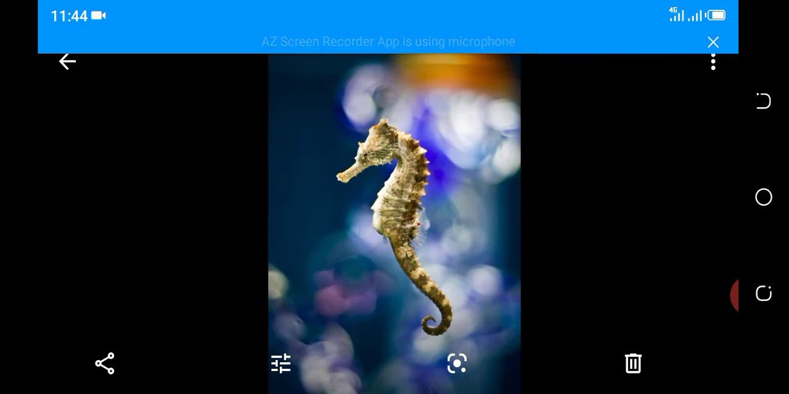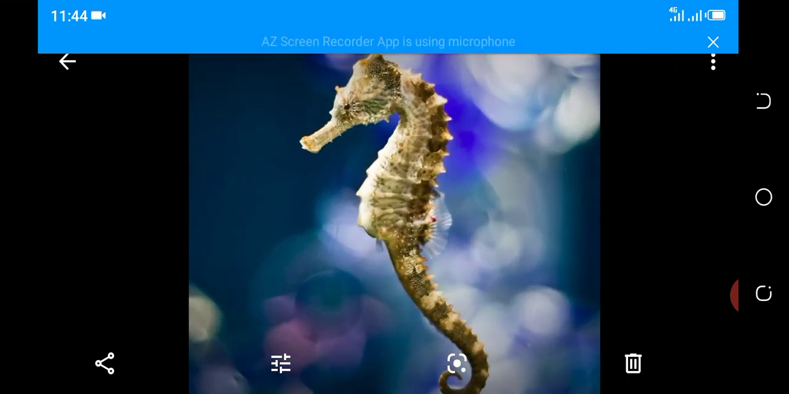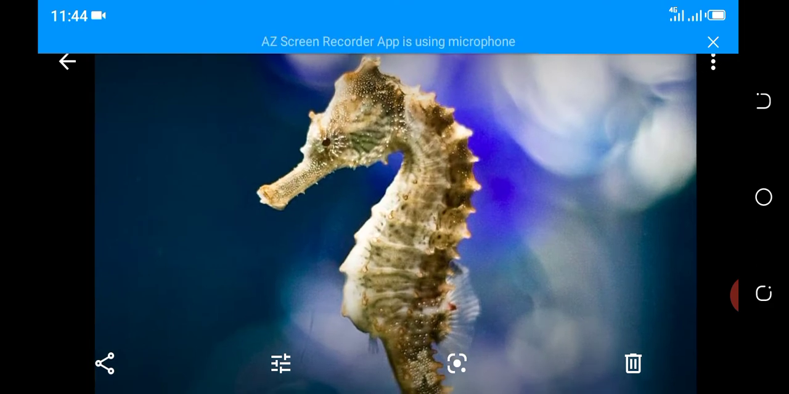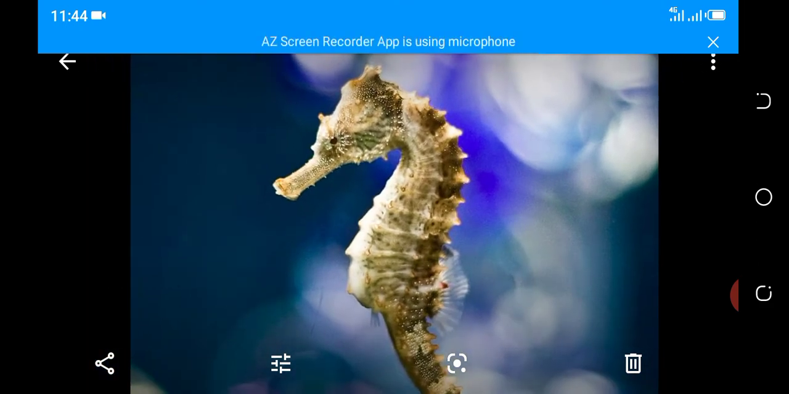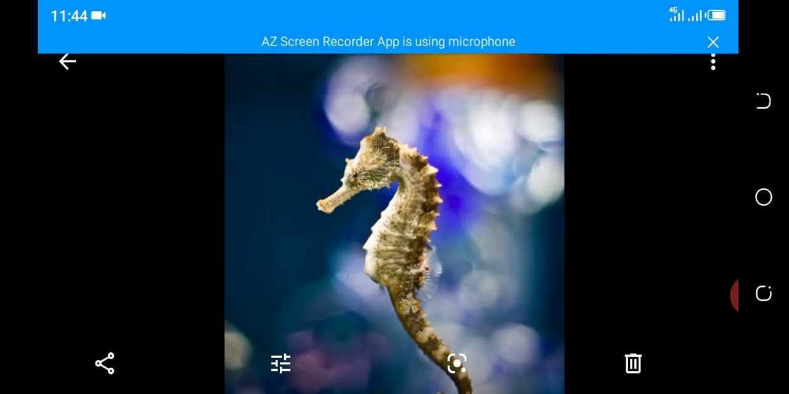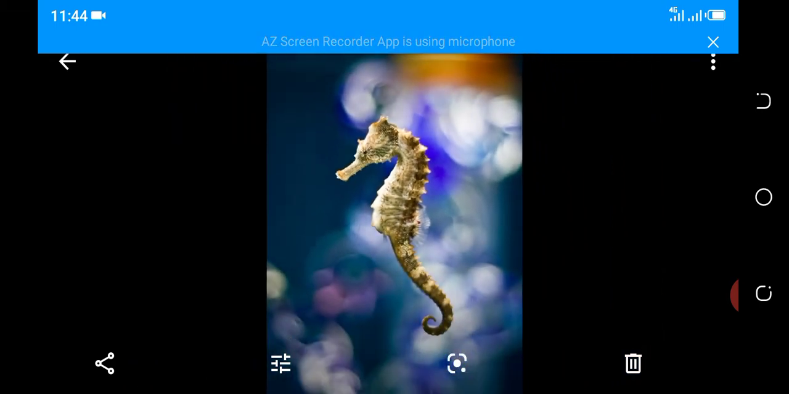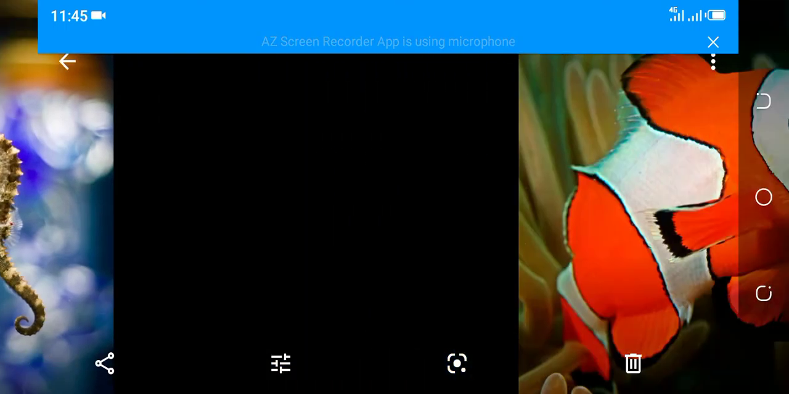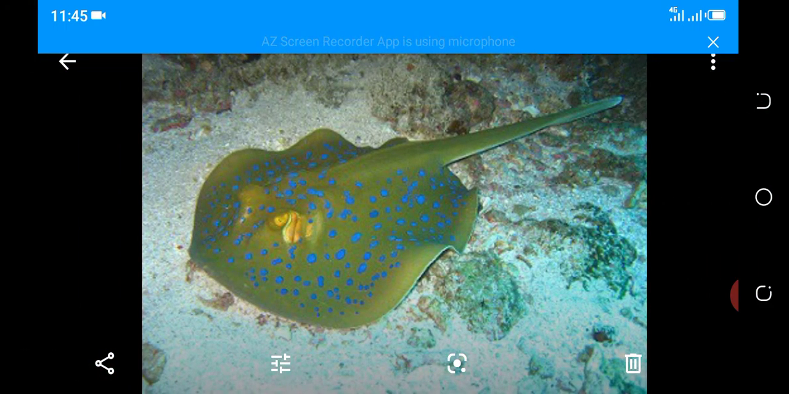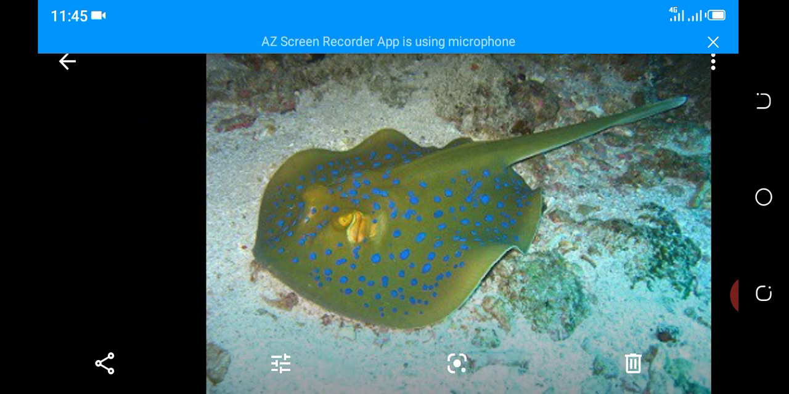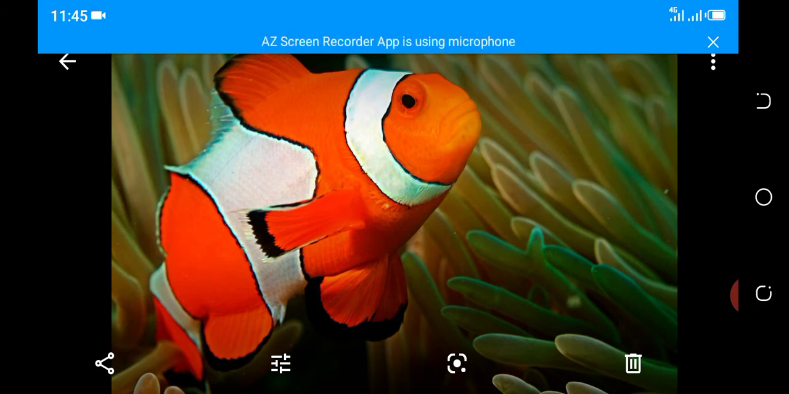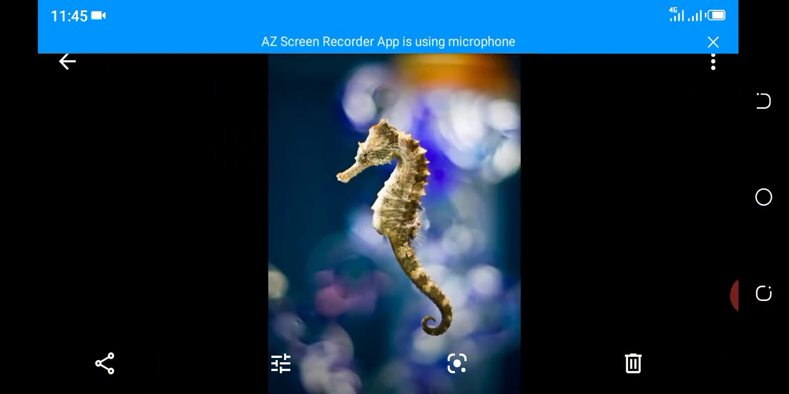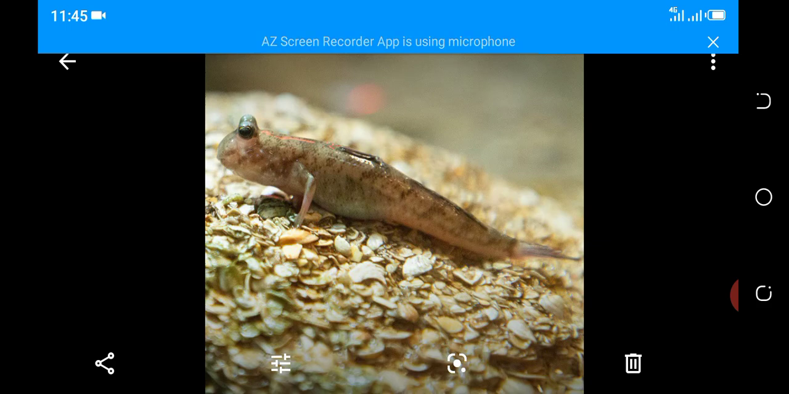Okay, here, the seahorse fish live in sea water. Okay, so these are pictures of fish that live in sea or ocean water: ray fish, clownfish, and seahorse fish.